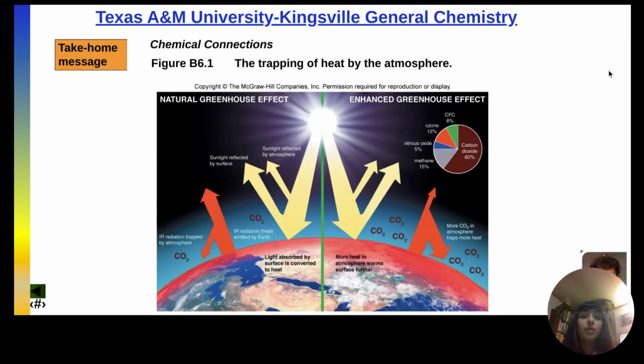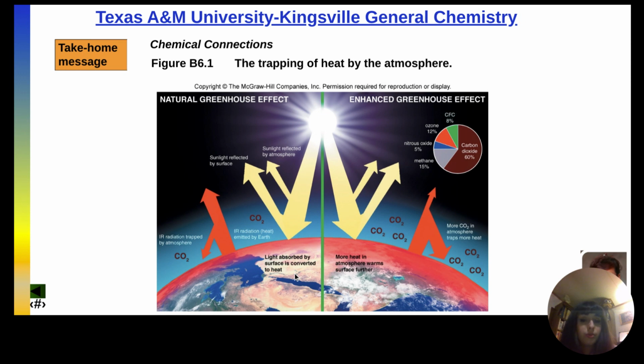Moving on, we're talking about the natural greenhouse effect, the trapping of heat by the atmosphere, and chemical connections. Here's the natural greenhouse effect, and on the other side is the enhanced greenhouse effect. Here we're showing that IR radiation is trapped by the atmosphere, and IR radiation heat is emitted by the Earth at the same time.